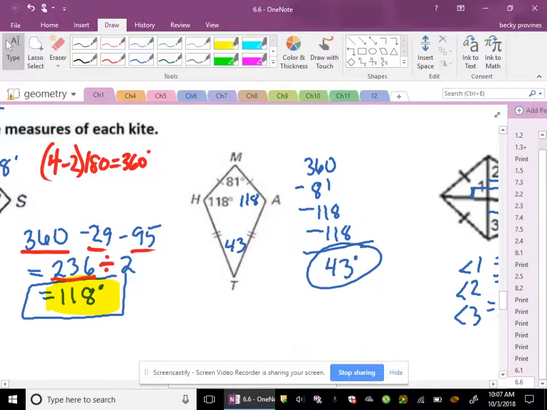Let's try the next one. I know this total is 360. Again, we talked about that already right over here on the left. Now, you've got to see which angles are equal. I know the 118s are equal, so I'm going to go ahead and fill that in. And then I'm going to subtract away the 81, the 118, the 118, and get 43.